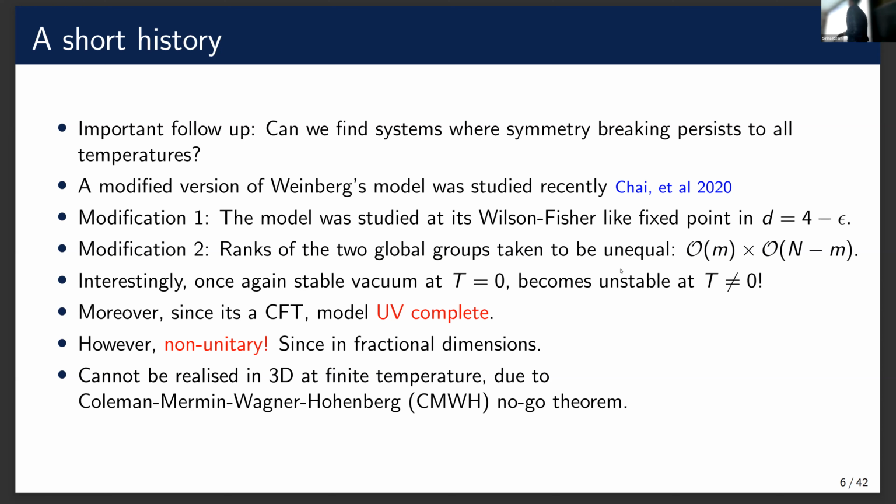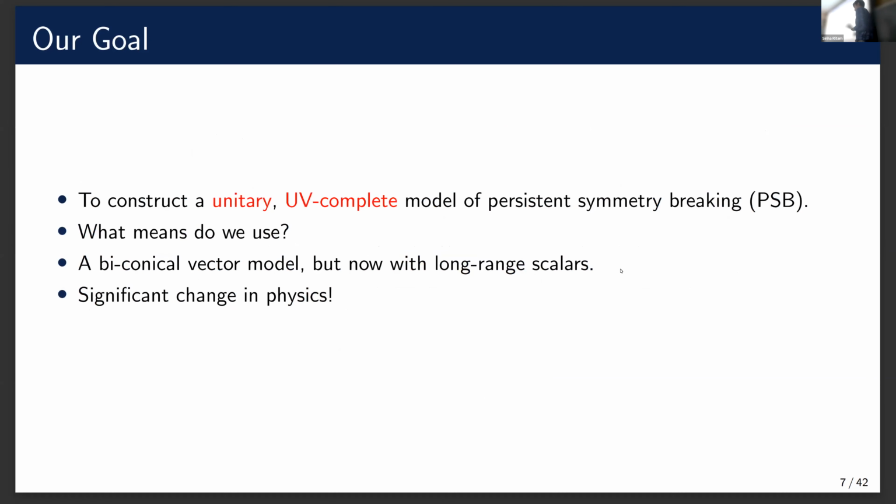And the good part was that this model was UV complete. However, because you are working in 4 minus epsilon dimensions, this is a non-unitary model. So it has its own problems because it's in fractional dimensions. And because it's a local model, you really can't push the epsilon to 1 to go to 3D, because the Coleman-Mermin-Wagner theorem tells you that you can't break global symmetries in 3D at finite temperature for quantum field theories.